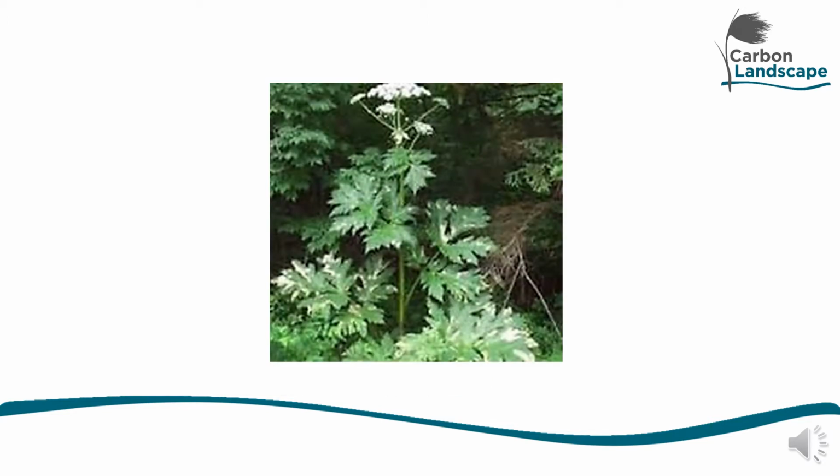Heracleum mantegazzianum, giant hogweed. This was introduced in the early 19th century. It can reach over 3 meters high, the height of a house. Its sap is phototoxic, which means to say it reacts with sunlight to burn the skin. It also causes phytophotodermatitis. This is a skin condition. It crowds out and shades other native plants through its sheer size.